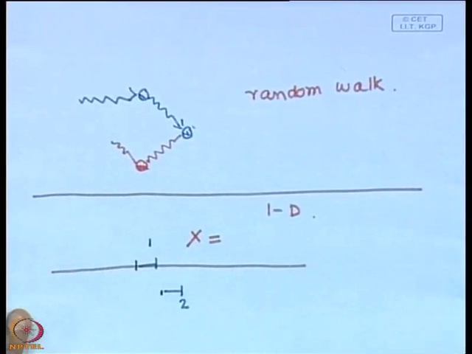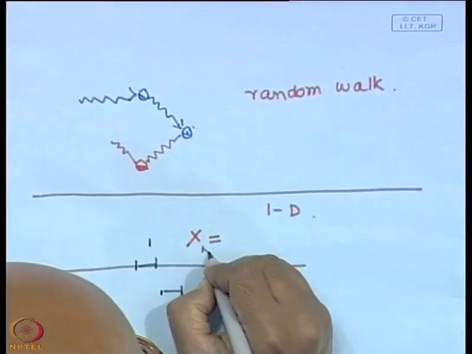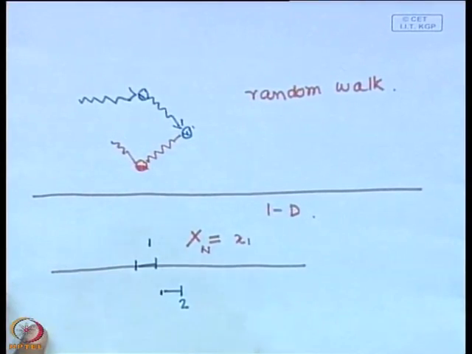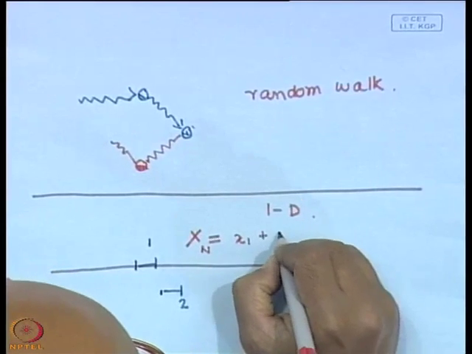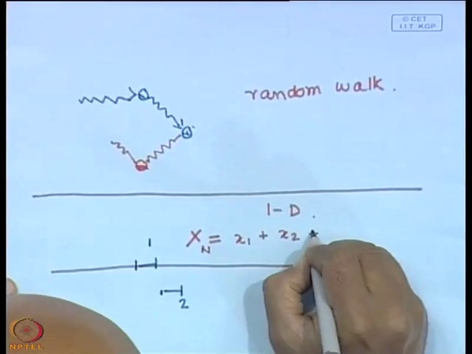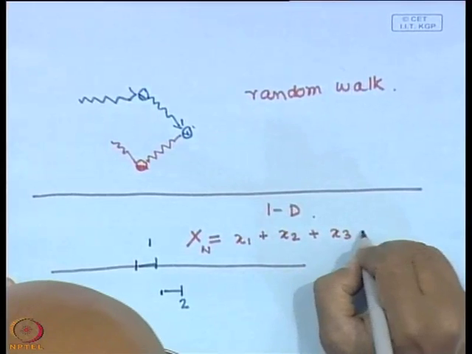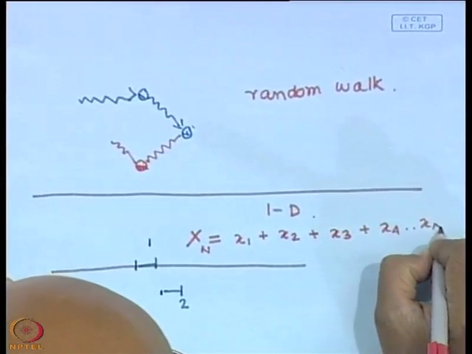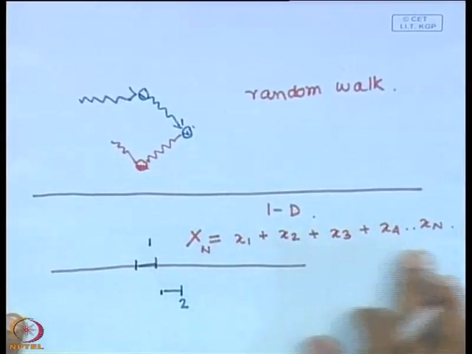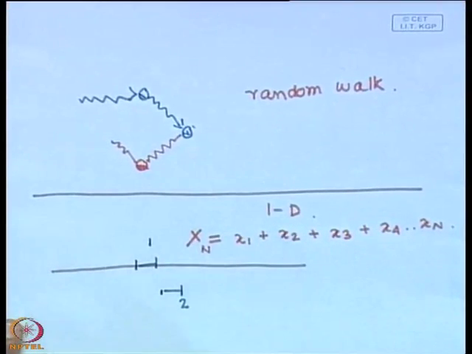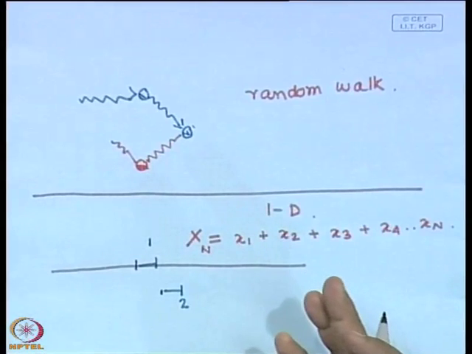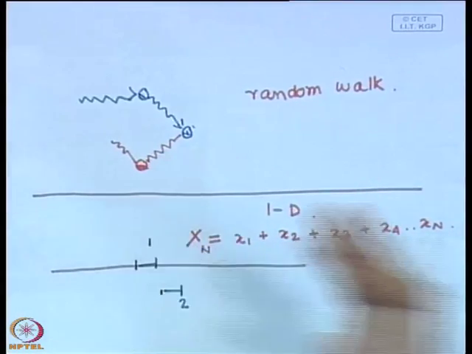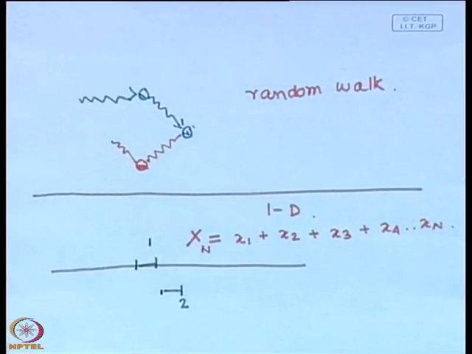We will call this the position of the photon after n steps, and this will be a sum of small x1, that is the first step, plus the second step, third step, plus the fourth step, etc., all the way to xn. And these xn's are random numbers, they could either be plus 1 or minus 1, okay, or they could be plus some random number and minus some random number.